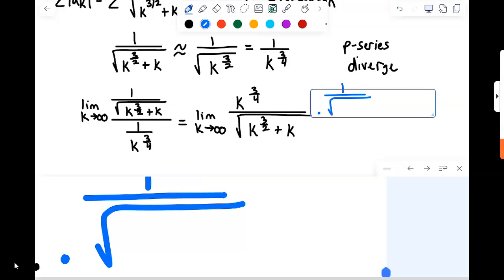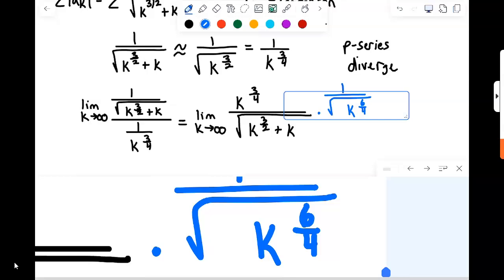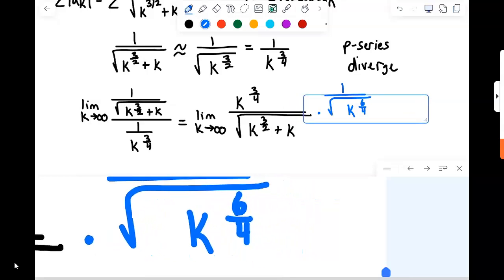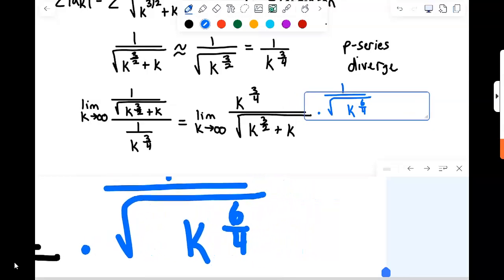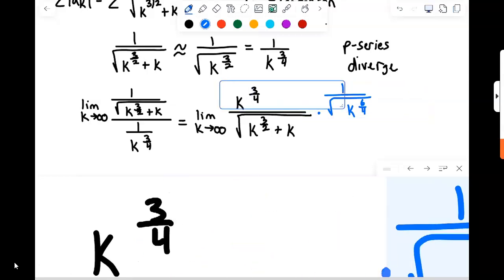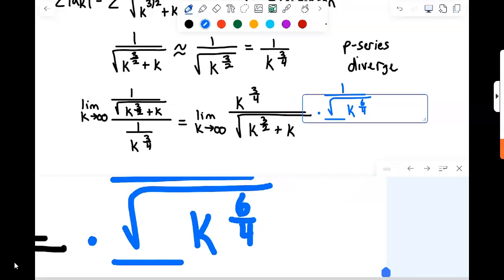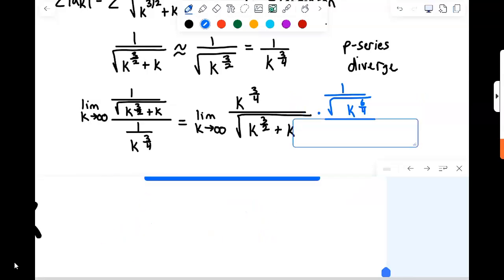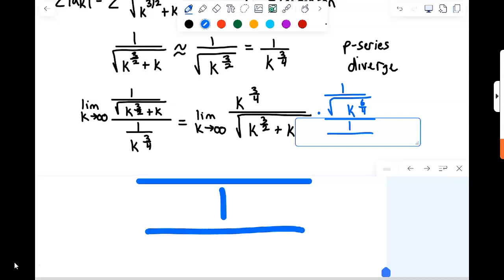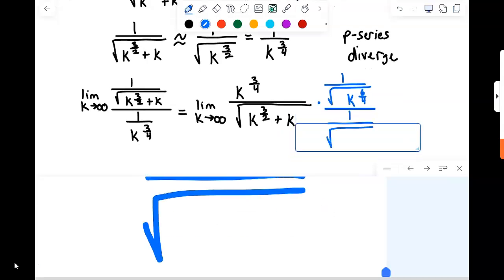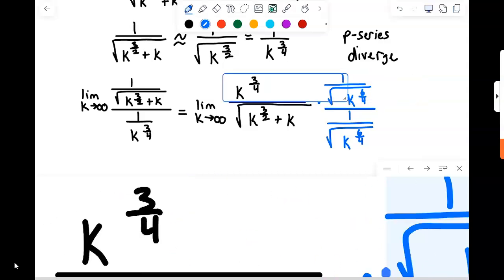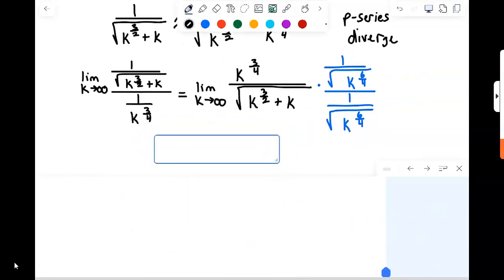We would multiply by 1 over k to the 6/4. That way when we do the square root, that would be the same as raising it to the 1/2, 6/4 to the 1/2. The 6 and the 4 would cancel. We'd be back to k to the 3/4 there. And same thing in the bottom. Divide by 1 over the square root of k to the 6/4. Of course, when this joins with the guy on top, they're just going to cancel out.